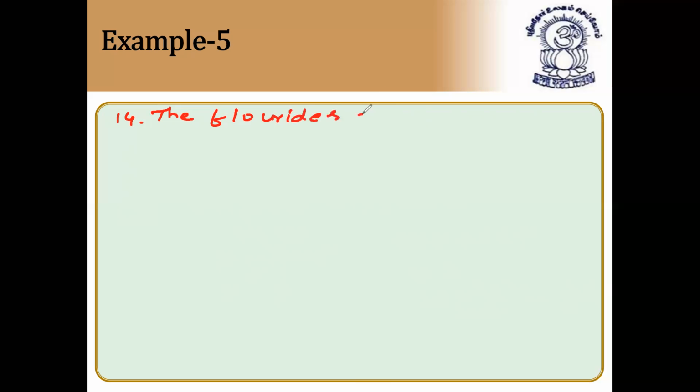The fluorides of xenon with zero dipole moment. Dipole moment is nothing but the movement of electrons from the element to the most electronegative atom. It is called dipole moment. So all these points you have to gather.